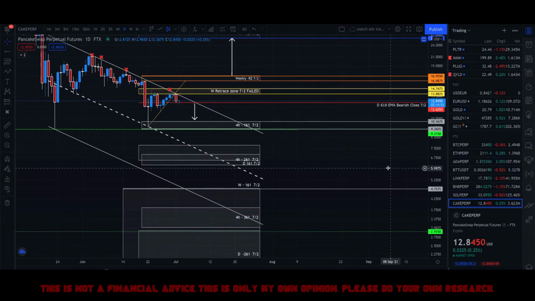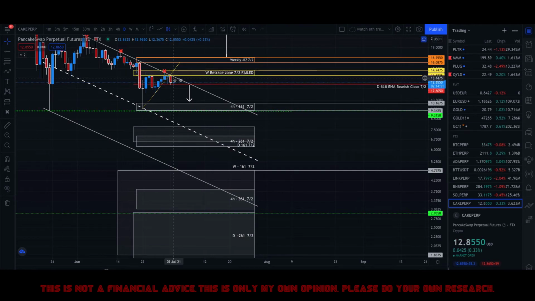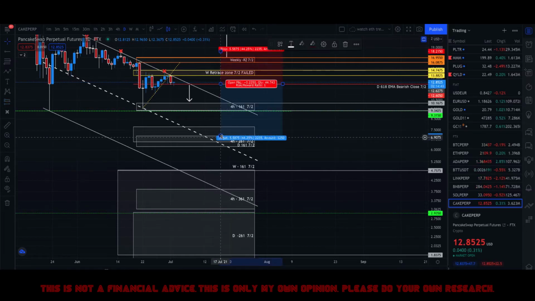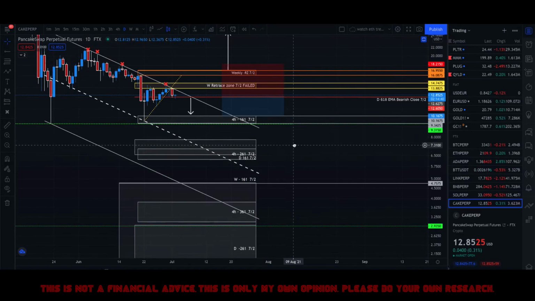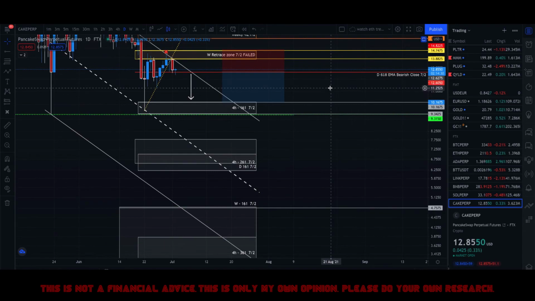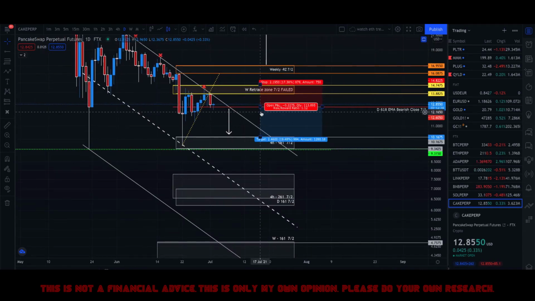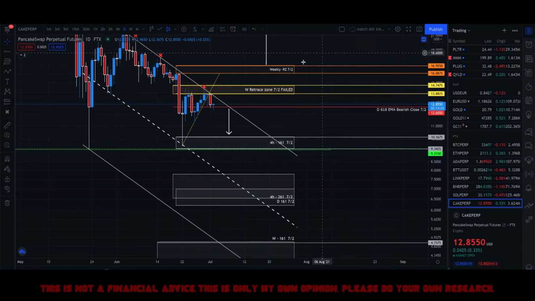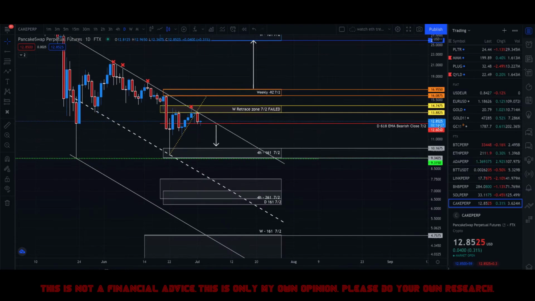Okay, if we close below the red line, you can open a short. Nope, that's not a good one.